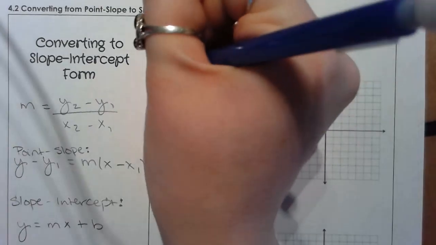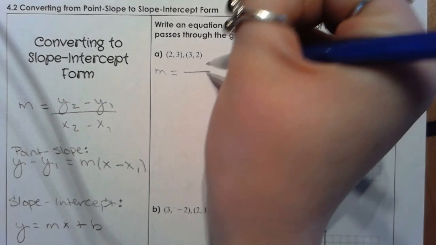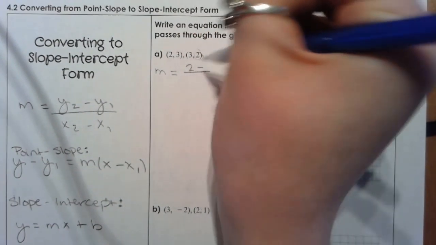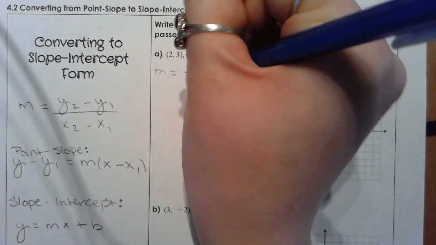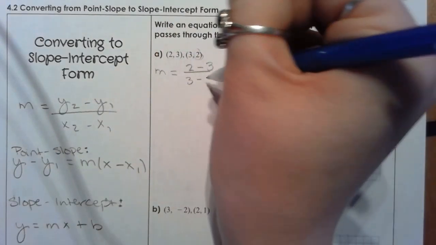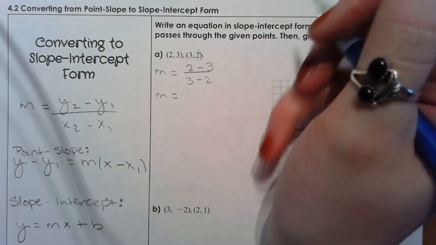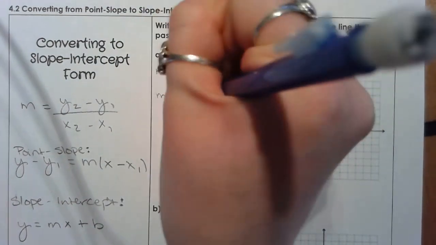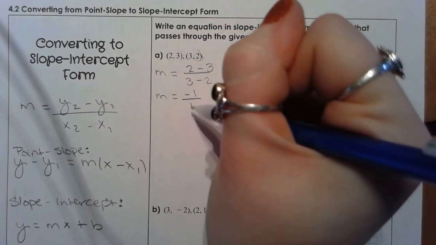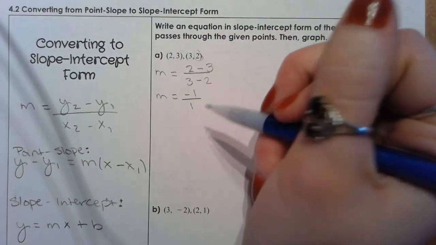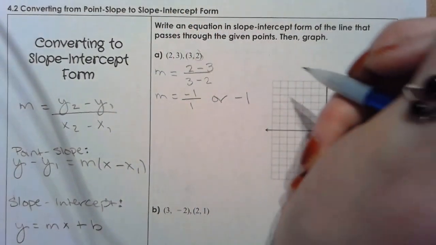And so now first I'm going to find my slope. So y2 minus y1. So my second y value, 2, minus my first y value, which is 3, over my second x value, which is 3, minus my first x value, which is 2. And then I'm going to simplify. 2 minus 3 is going to give me negative 1. And 3 minus 2 is going to give me positive 1. Okay, now I know that any fraction or any number over 1 is just going to be the numerator. So this is just negative 1.